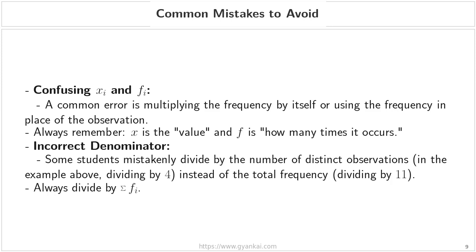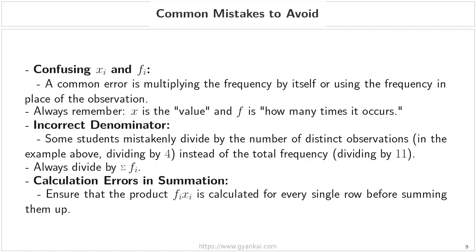Next, watch out for using an incorrect denominator. This is a critical step. Some students mistakenly divide their sum by the number of distinct observations. For instance, in our football example, they might divide by 4 because there were 4 rows of data. However, as we saw in our calculation, you must divide by the total frequency, which was 11. Always remember, your denominator must be the sum of all frequencies, or the sum of f sub i.